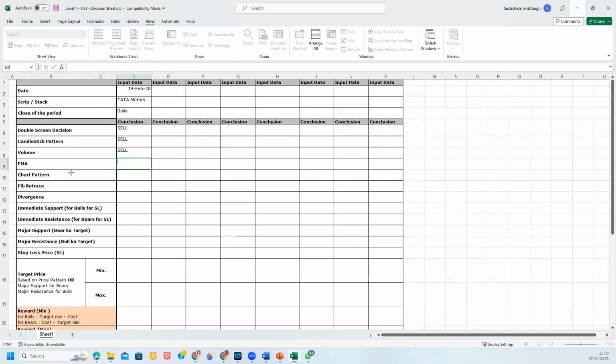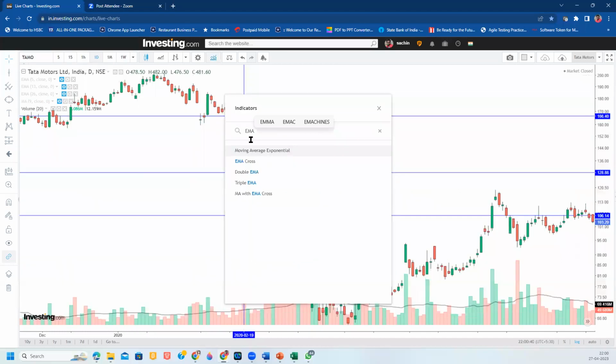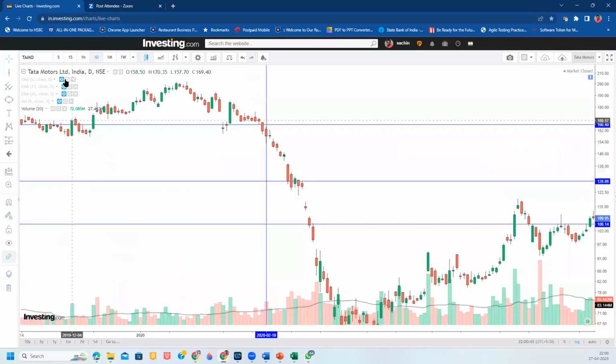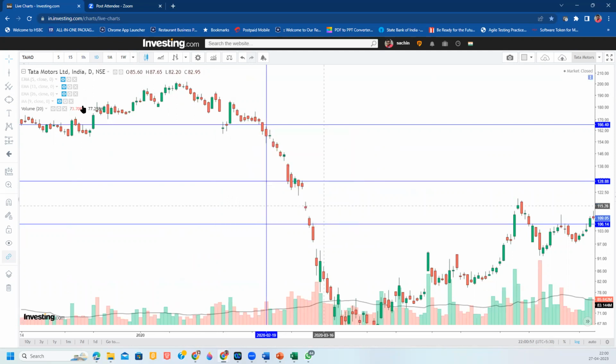Okay, so for the EMAs, again go to the indicators, and from there we can add exponential moving average maybe three times. In my chart it is already added, so I'm not adding that. And here we need to customize it. By default it will be a 9 length, but we need to change it from 9 to 5, 13 and 26. So we need the 3 EMAs: the 5 EMA, 13 EMA and 26 EMA.